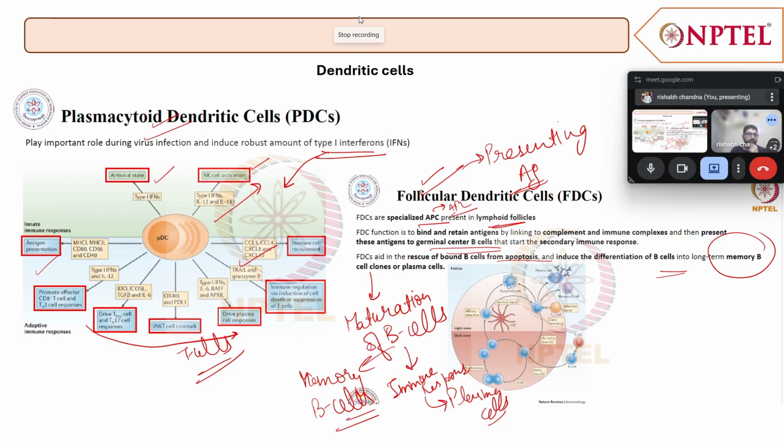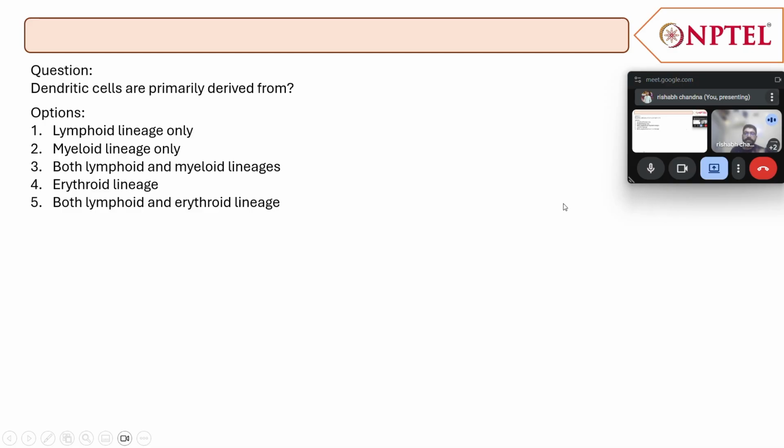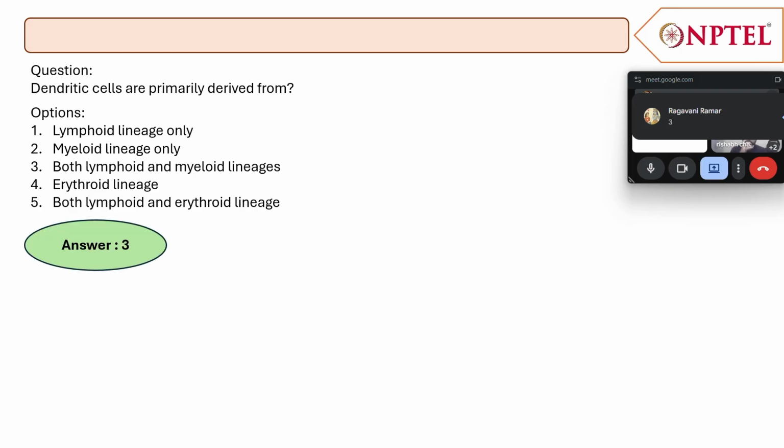Okay, so let's move further. Dendritic cells are primarily derived from which of the progenitor cells? So what can be the correct answer? So yes, the correct answer is 3. It is derived from both lymphoid and myeloid lineage.